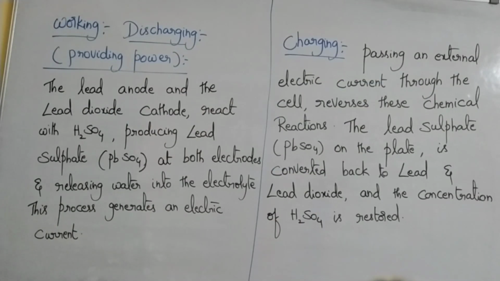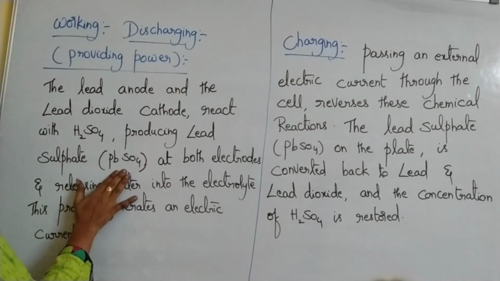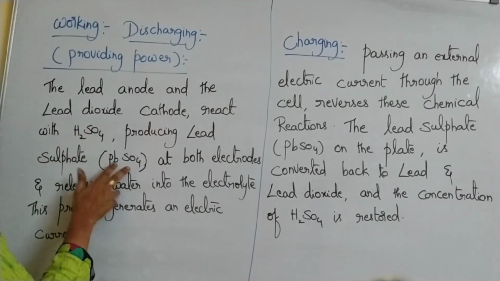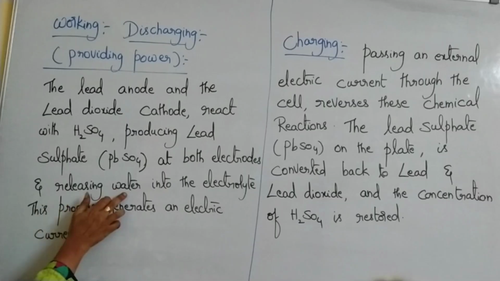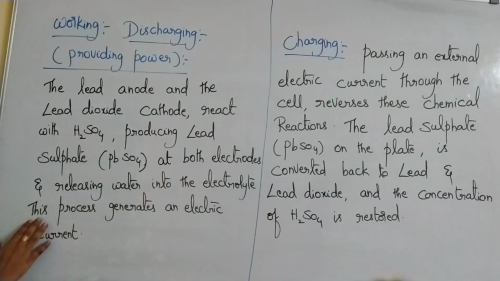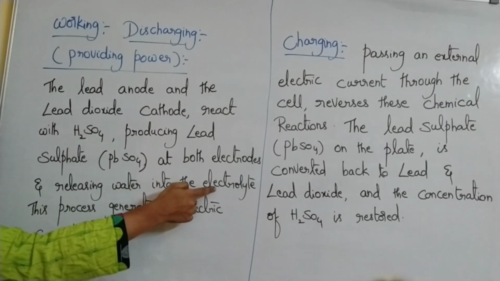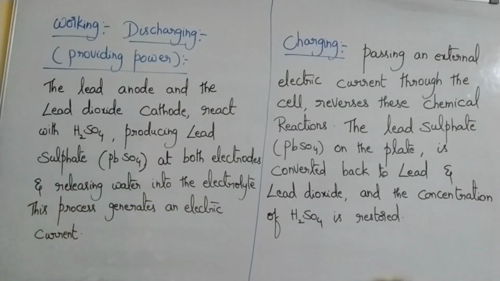So next we are going to learn about the working. Working means discharge, how the battery is going to work, how it provides power. You call that discharging or providing power. The lead anode and the lead dioxide cathode react with H2SO4, producing lead sulfate at both the electrodes and releasing water into the electrolyte. This process generates an electric current.